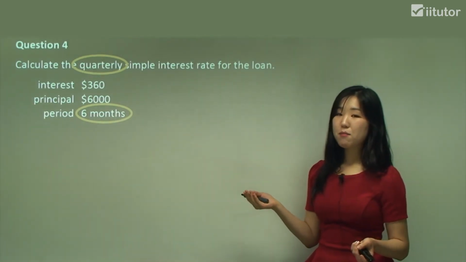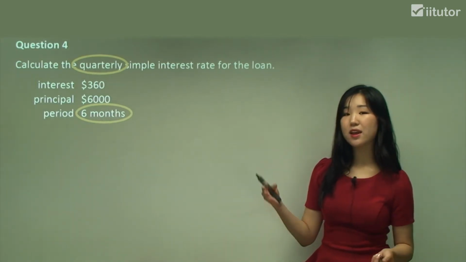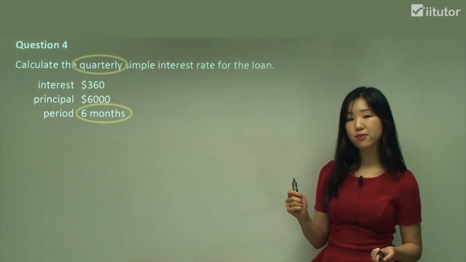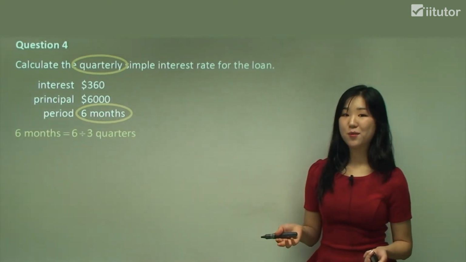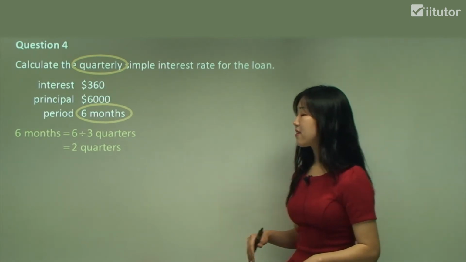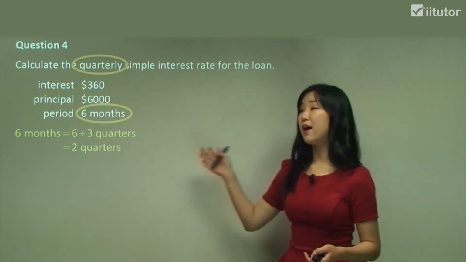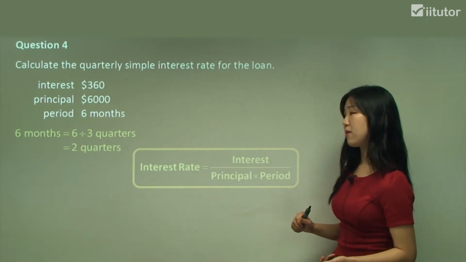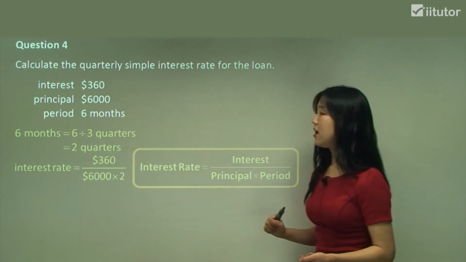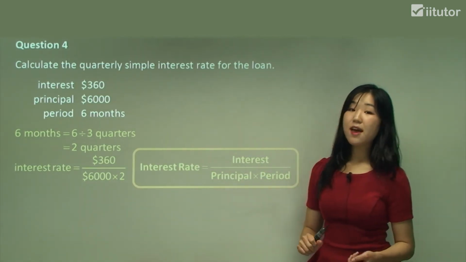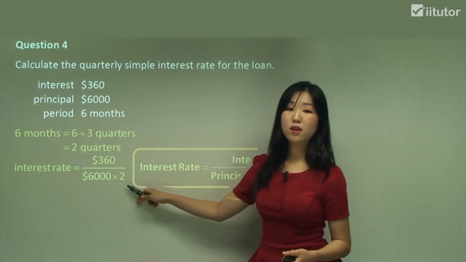Now, guys, how many months in a quarter? There's 4 quarters in a year, but in each quarter there are 3 months. So to calculate how many quarters in 6 months, we'll have to divide it by 3, don't we? And then you get 2. So in 6 months there's 2 quarters. So now we've got the period in terms of quarters, we can apply our interest rate formula. So interest rate is our interest 360 over the principal 6,000, and our period is not 6 months, but it's 2 quarters, so we're going to use 2.